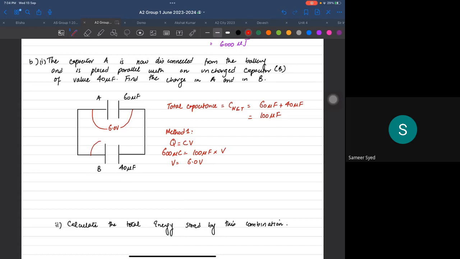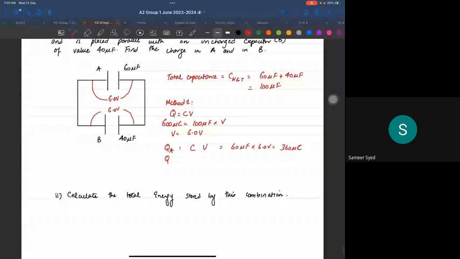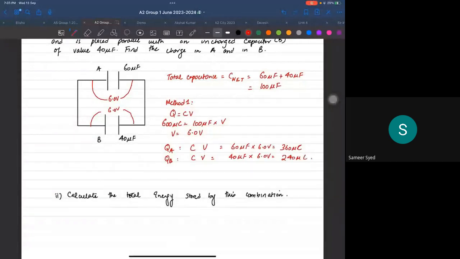Let me write it here because I need space at the bottom, right here. Then what you're going to do is, if you want to find the charge on A, you multiply 60 microfarads, because Q is equal to CV, right? So I'm writing 60 microfarads. It has 6 volts. So it's going to be 360 microcoulombs, like that, right? Finally, the charge on B is going to be CV again. That is 40 microfarads multiplied by 6. That's going to give us 240 microcoulombs. Do you guys get it?